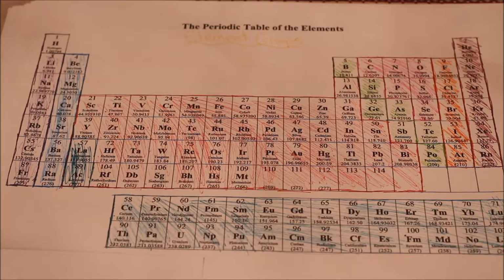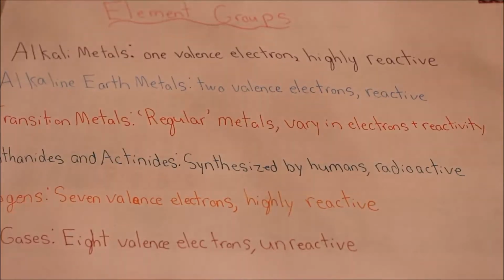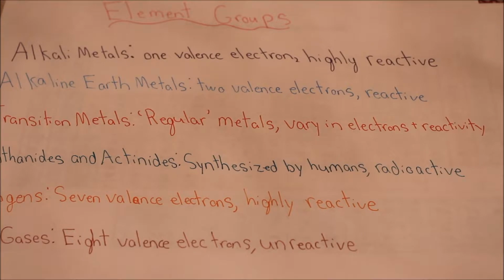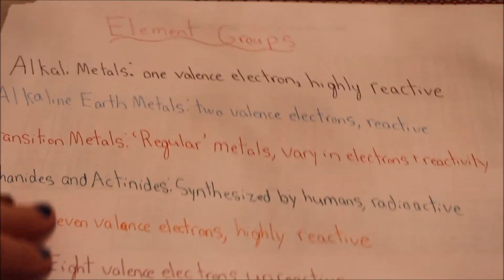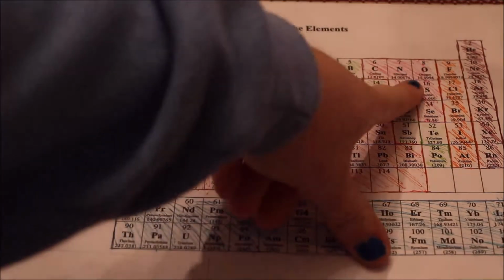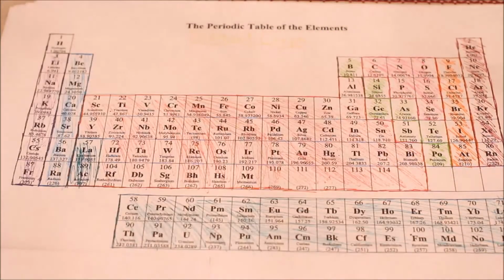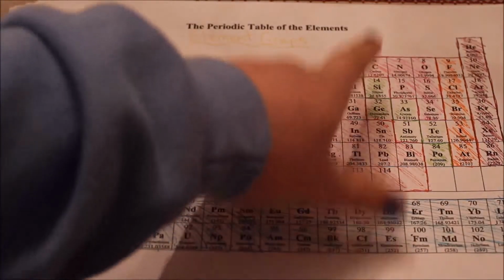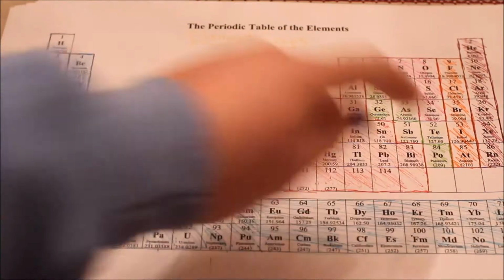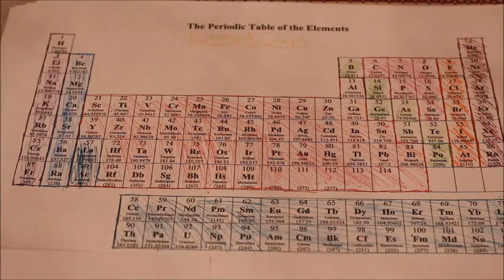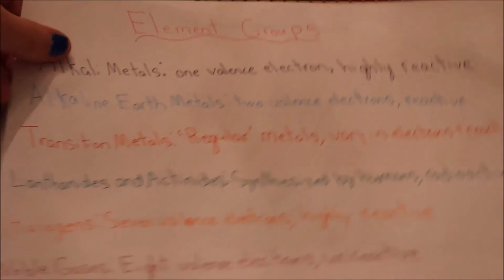The next thing we're going to talk about is the halogens. They have 7 valence electrons, so they're going to be highly reactive because they really want to get that full octet. And they're going to be right over here in group 7, and they're these orange elements from fluorine to astatine.